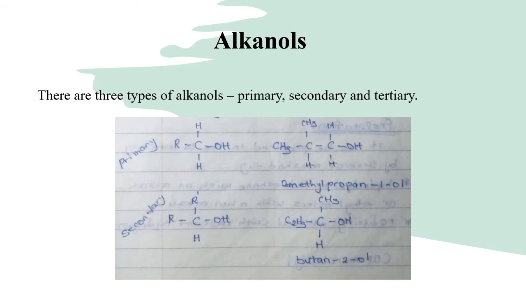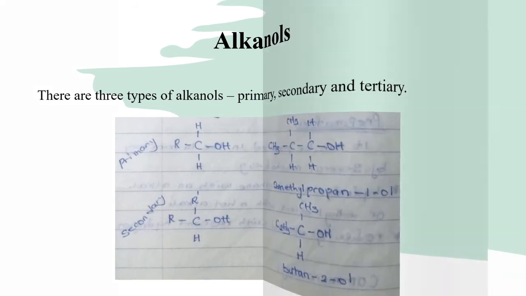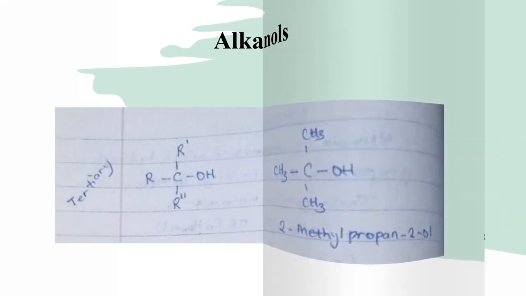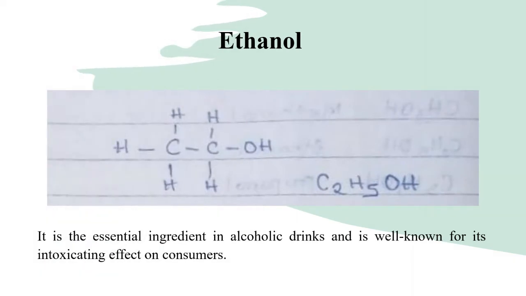Example of primary alkanol, we have 2-methyl-propan-1-ol. Secondary alkanol, we have butan-2-ol. An example of tertiary alkanol, we have 2-methyl-propan-2-ol. Ethanol, this is the essential ingredient in alcoholic drink, and it is well known for its consumption.